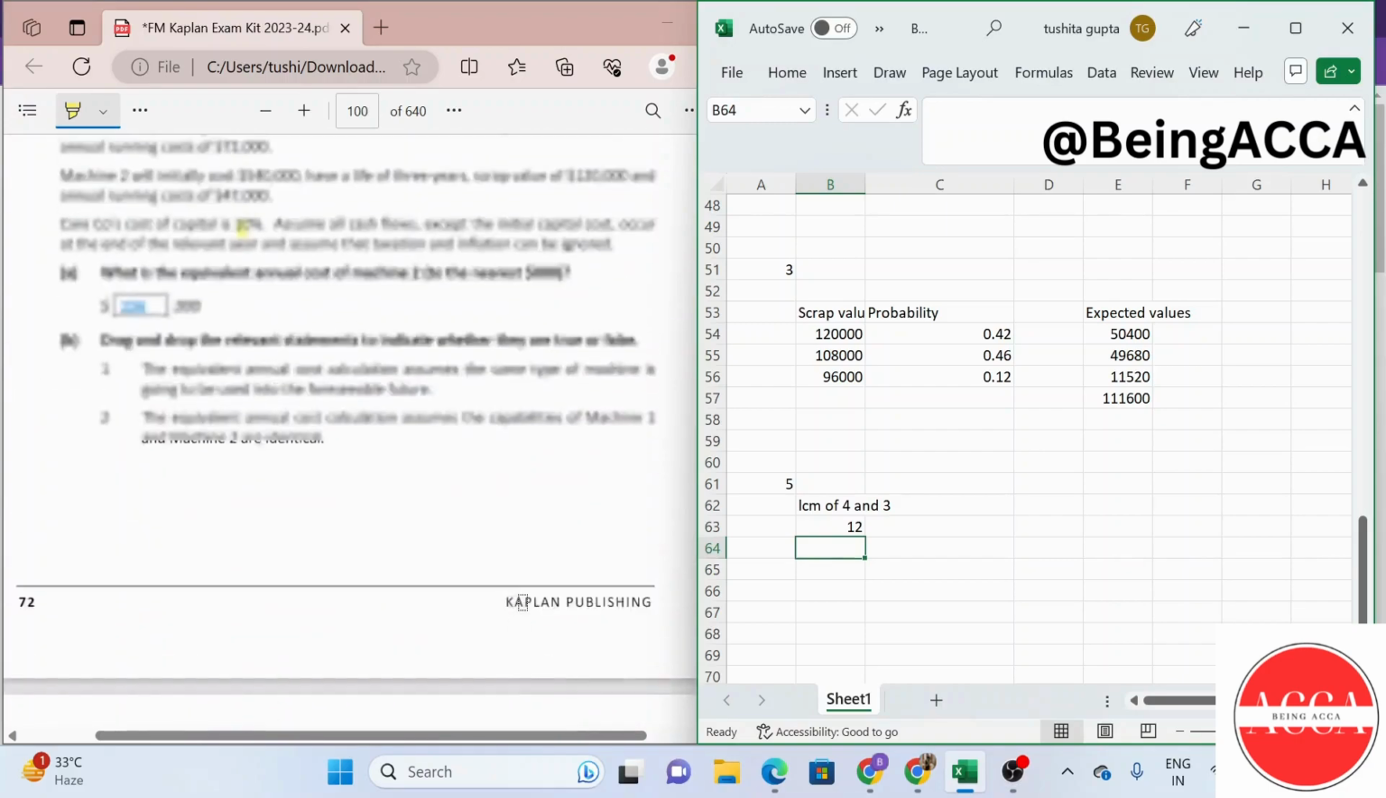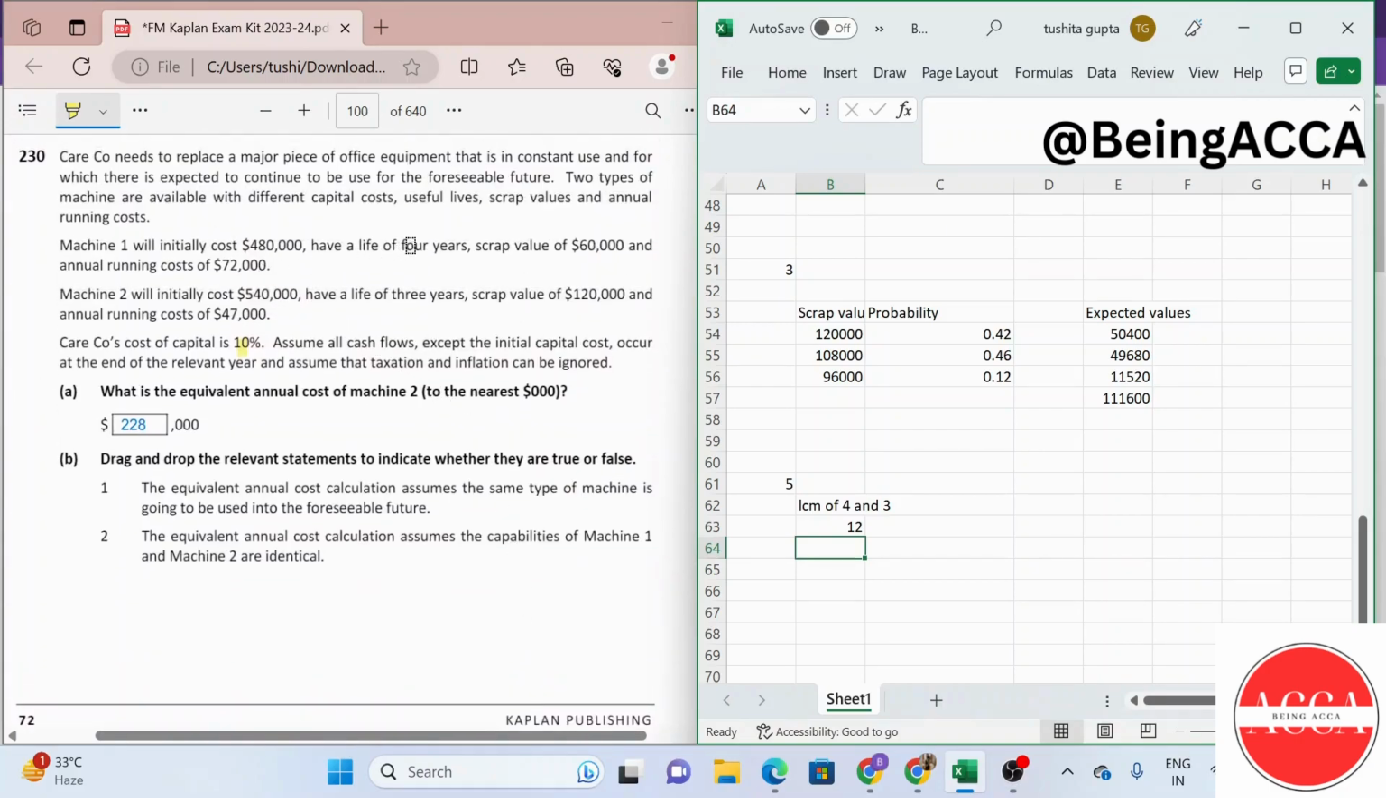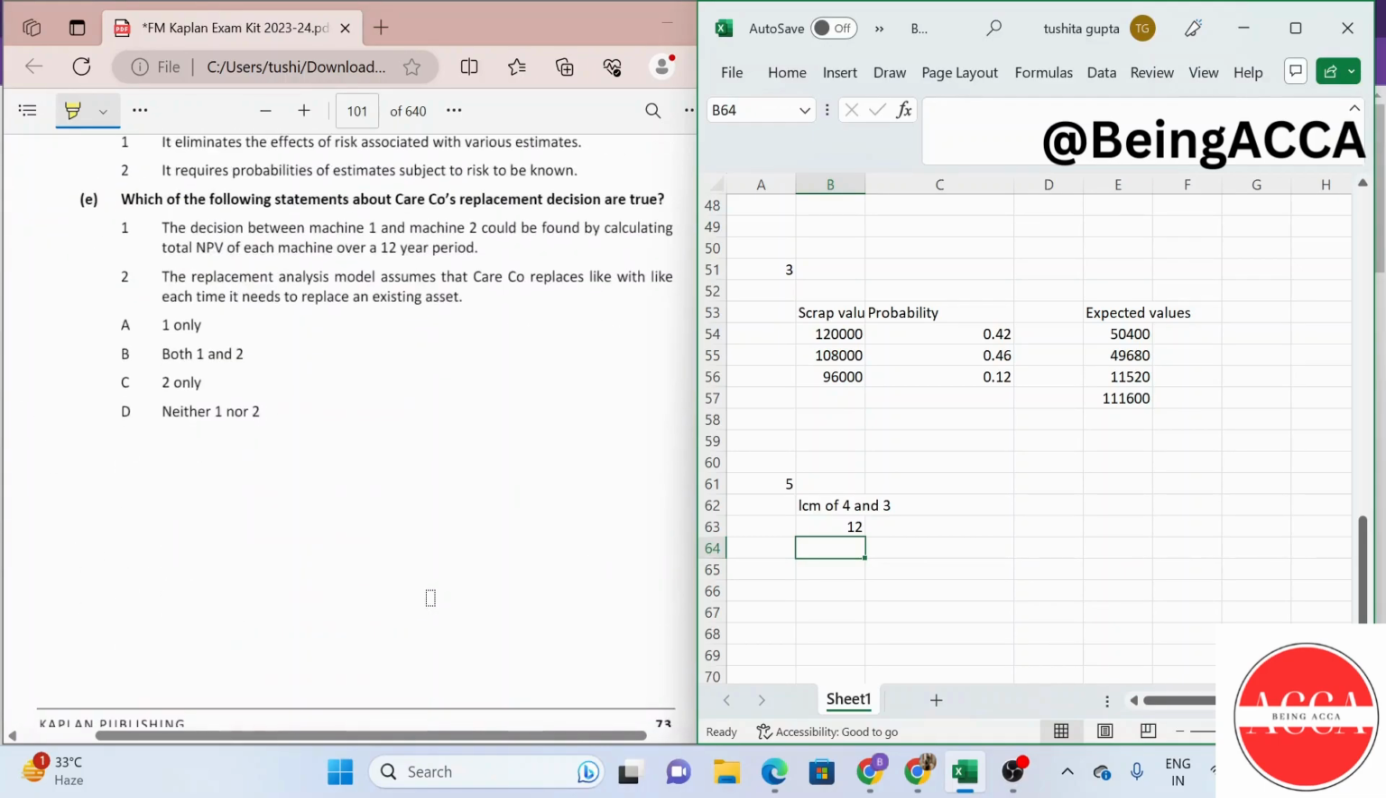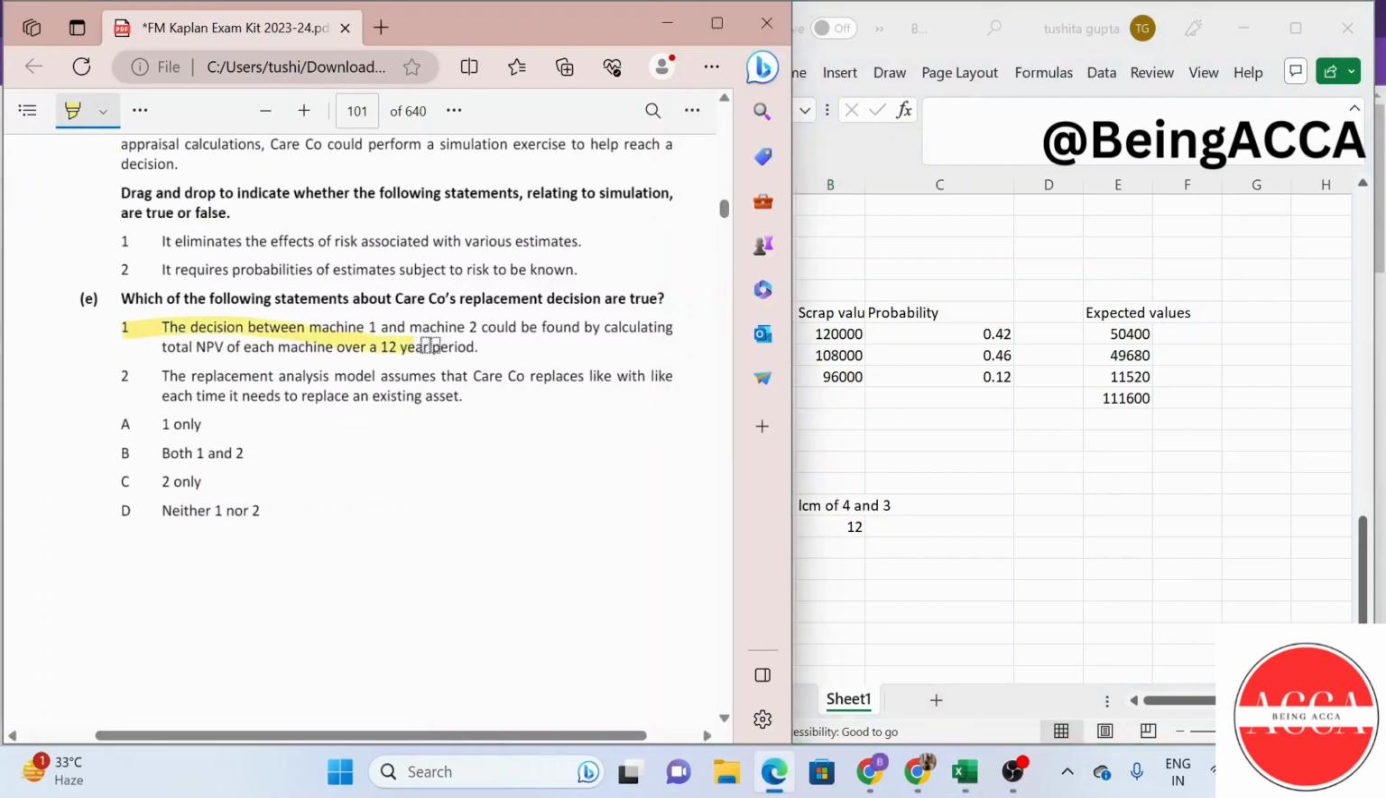We will find out the NPV for 12 years for machine 1. This will be simply taken for 12 years consecutively, and machine 2 also for 12 years, so that we do have a like with like comparison. This means statement 1 is definitely true. Moving to the second statement, the replacement analysis model assumes that Care Company replaces like with like each time it needs to replace an existing asset. Yes, this is definitely one of the assumptions that we use in this model, and this statement is also true, which makes option B the right answer.